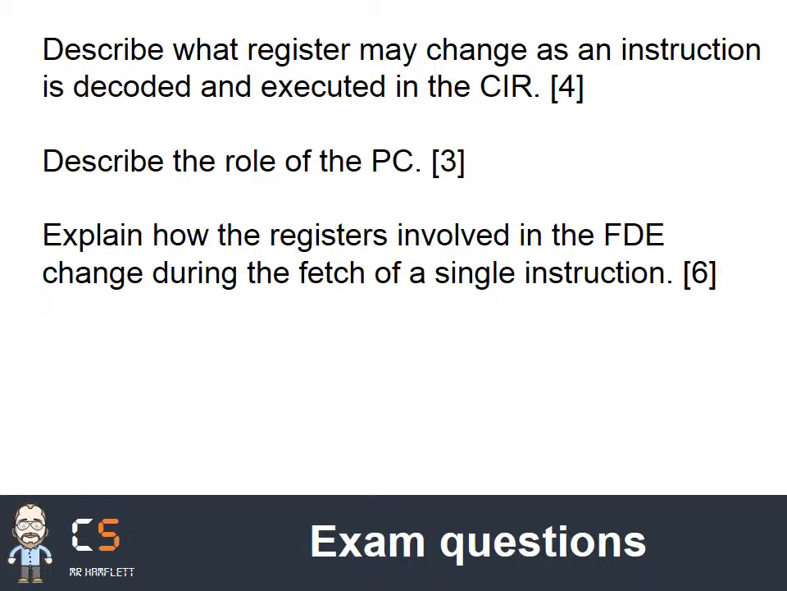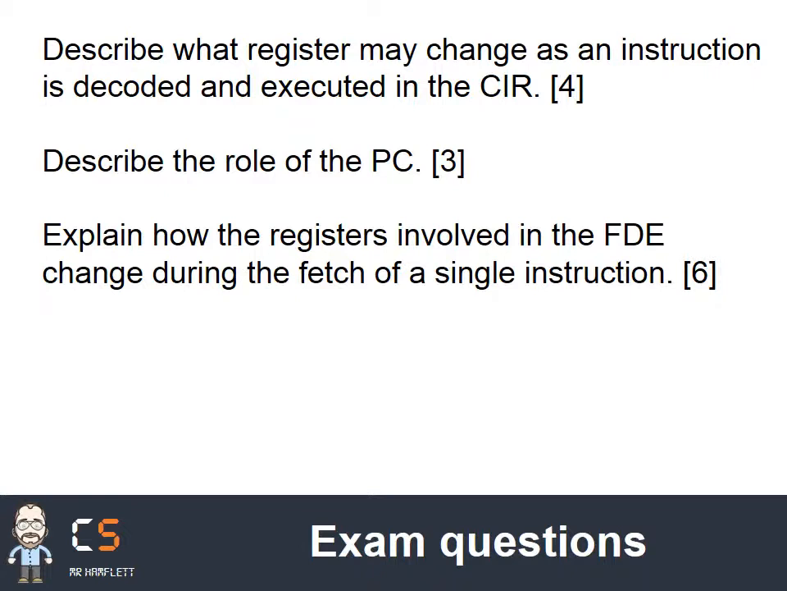So the first question, describe what registers may change as an instruction is decoded and executed in the CIR. Okay, for that question, the idea here is to talk about what registers can be updated, and that is going to be the MAR and the PC. MAR if it's a double fetch, PC if it's a jump.